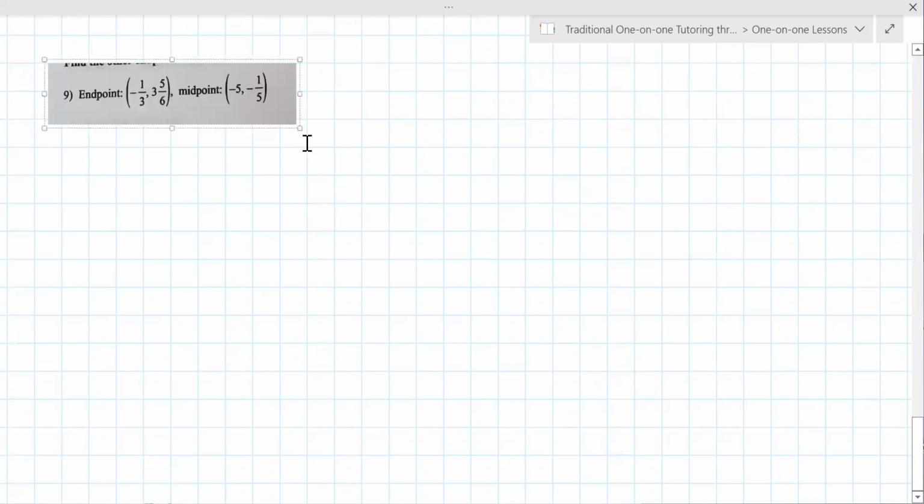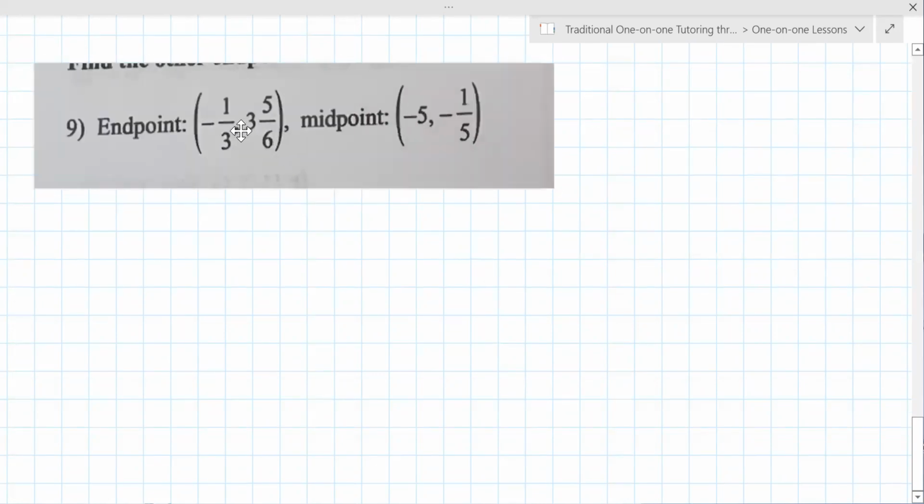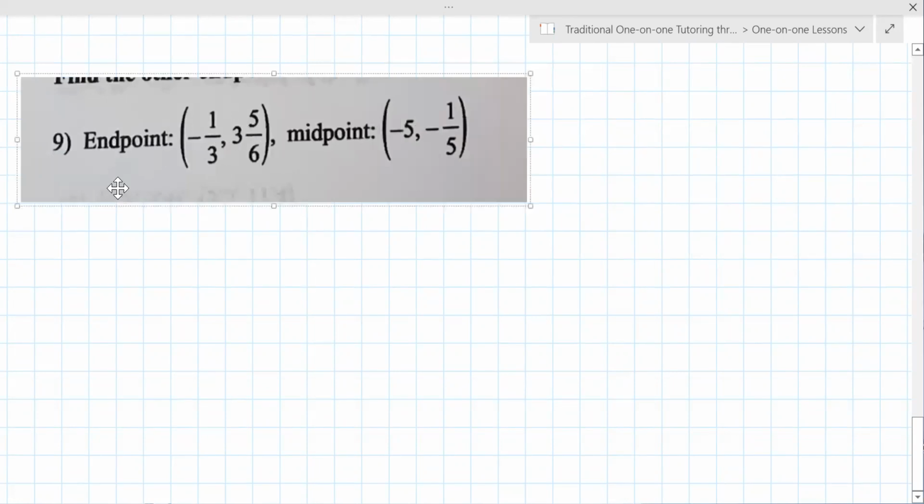All right, so here's number 9. This time we cannot just use the formula. They give you an endpoint and they give you a midpoint, and they really want the other endpoint. Did you see any of these in class recently? No. Okay. So here's what I'm going to do here.